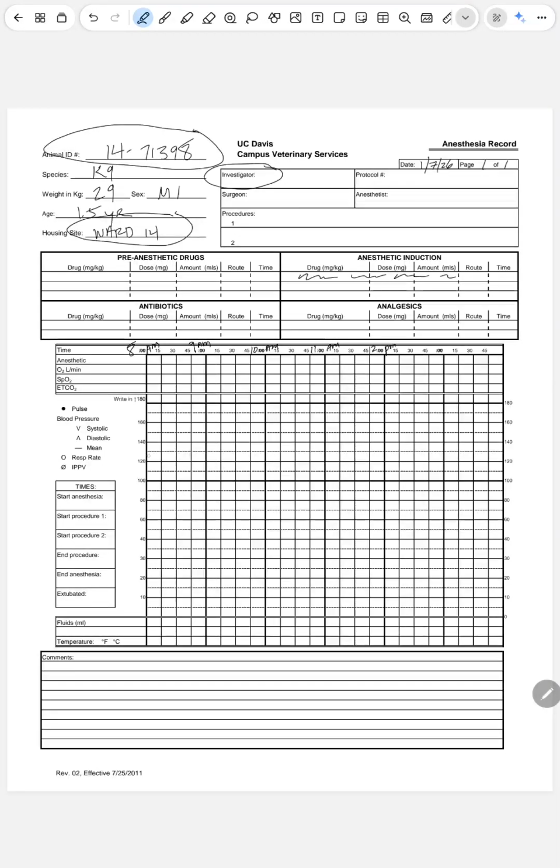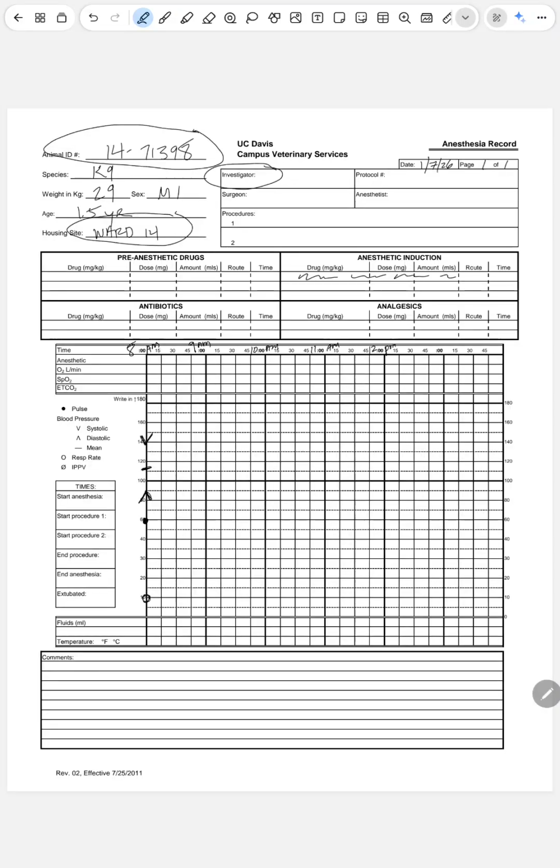If you see your monitor telling you that your systolic is here, and your mean is here, and your diastolic is here, you're going to write those in. Same as always. Our pulse, that's still a dark black circle filled in, versus the respiratory rate is an open circle.